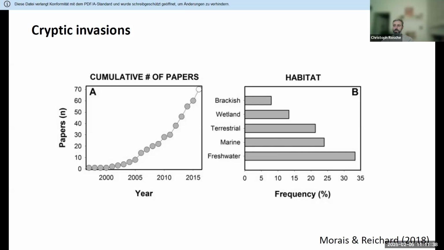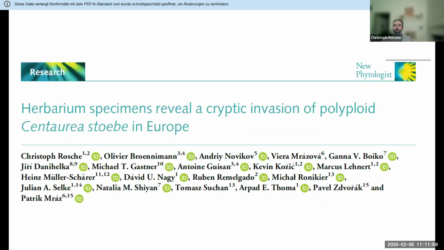A review by Moraes and Reichert showed that papers on cryptic invasions have been increasing, but the overall number of these studies is quite low. Additionally, most of these publications focus on aquatic habitats, while terrestrial habitats have received much less attention. And this is exactly where our research comes in.